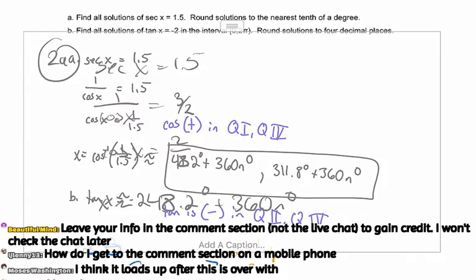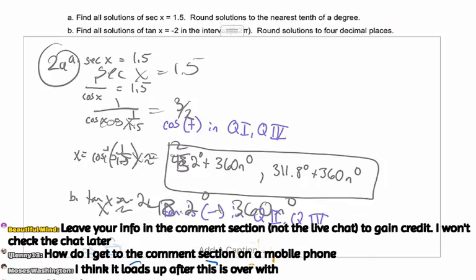So cosine is positive in quadrants... Cosine is what our x is going to be, positive in quadrants 1 and 4. So there's a quadrant 1 solution, which is the 48.2 degrees. So we need to be 48.2 degrees.